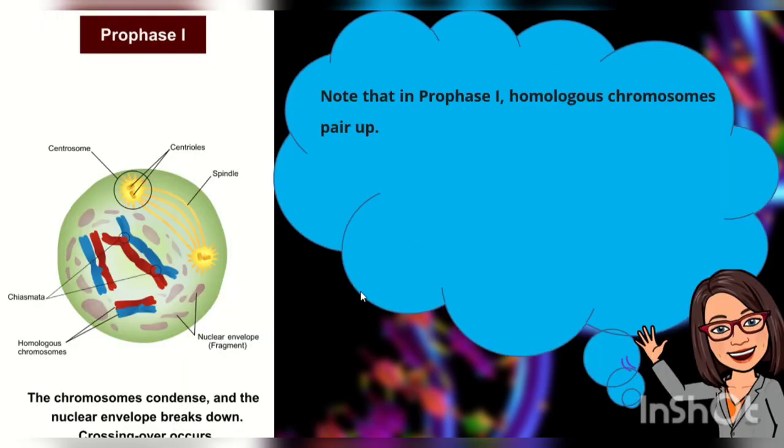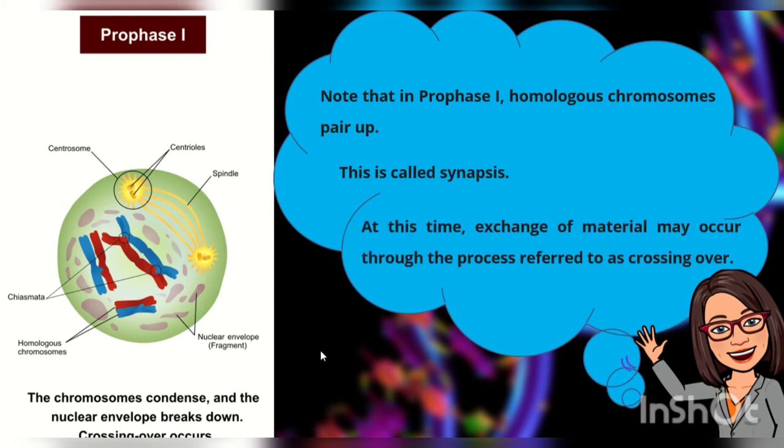How? Note that in prophase 1, homologous chromosomes pair up. This is called synapsis. At this time, exchange of material may occur through the process referred to as crossing over. Centrioles move towards the opposite poles of the cell. The nuclear envelope is starting to disappear. Diploid sister chromatids find their homologous pair, forming diploid homologous pairs of chromosomes.